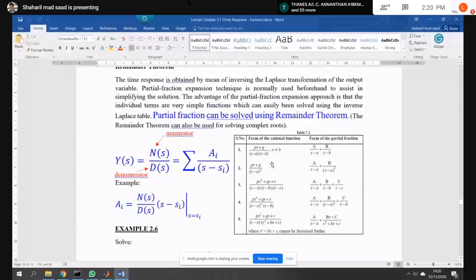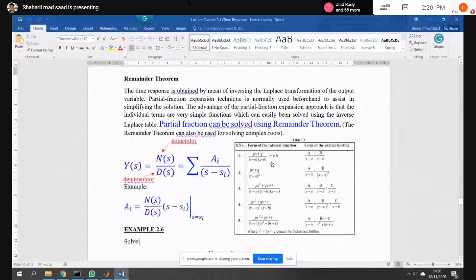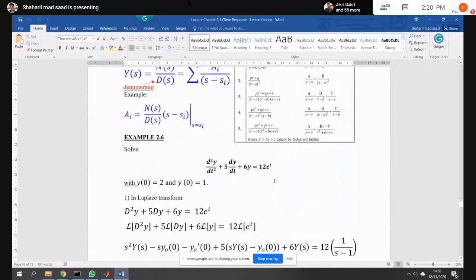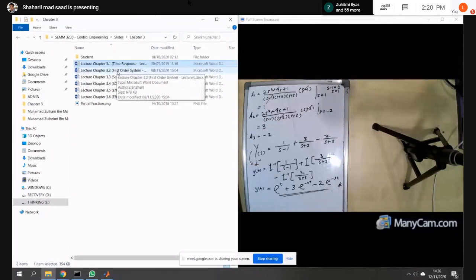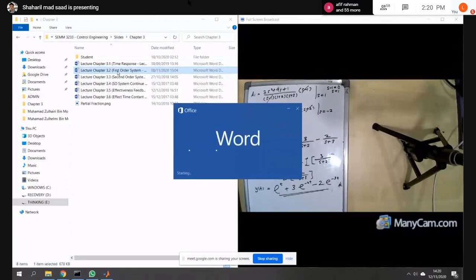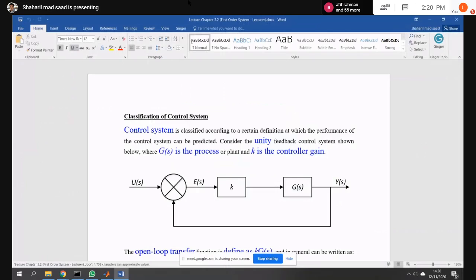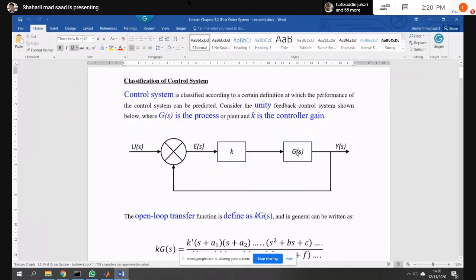Okay, this is the remainder theorem. All right. So, do you have any question? No? So far, okay? Boleh faham? Alright. So, okay. Let's go for first order system. Okay, the next chapter.